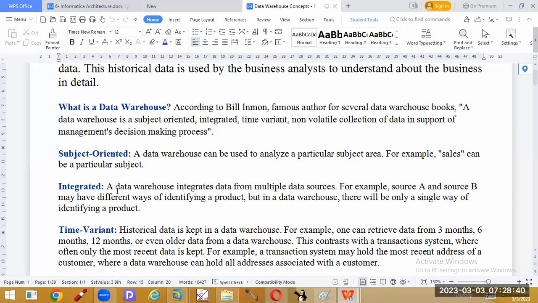Next one is actually integrated. What does integrated mean? This is a data warehouse concept: integrate the data from multiple data sources, right? For example, source A and source B may have different ways of identifying a product, but in a data warehouse there will be only a single way. Here I'm just taking an example.